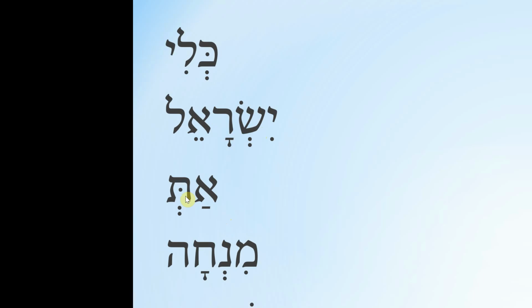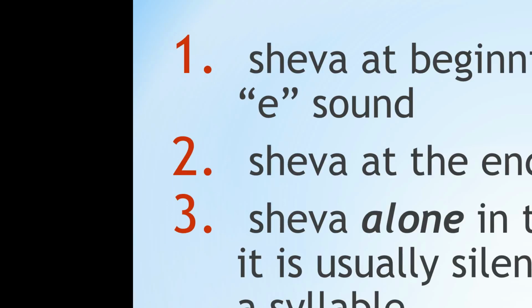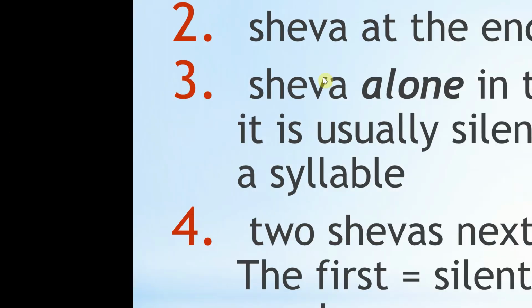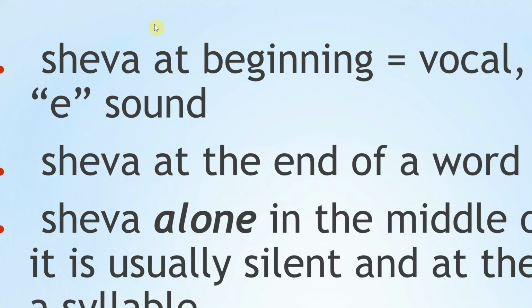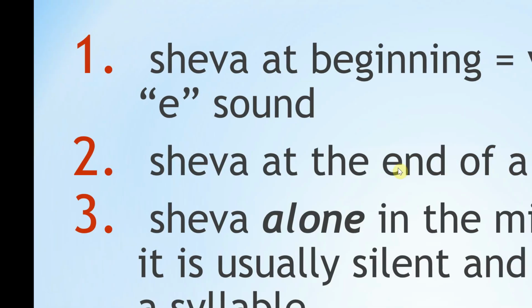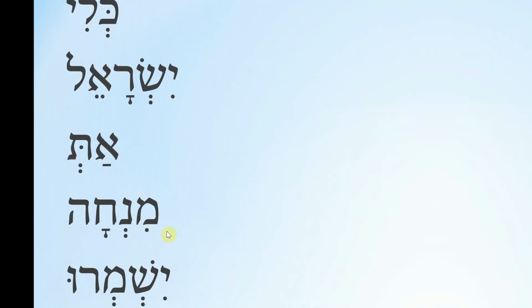Third word, ot. Is the schwa vocal or silent? It's silent, right? Because it comes at the end. Schwa at the end of a word equals silent. Sorry, I forgot to switch back and forth between the screen and the rules. I'll do that from now on.